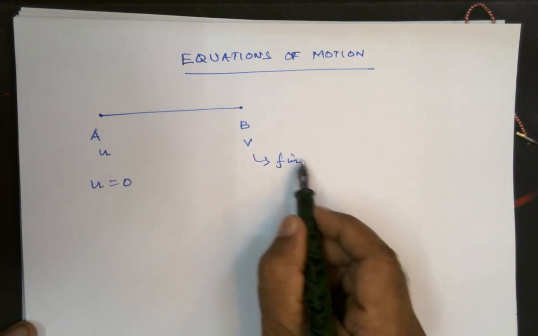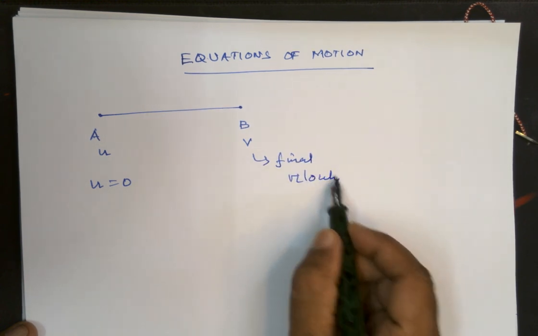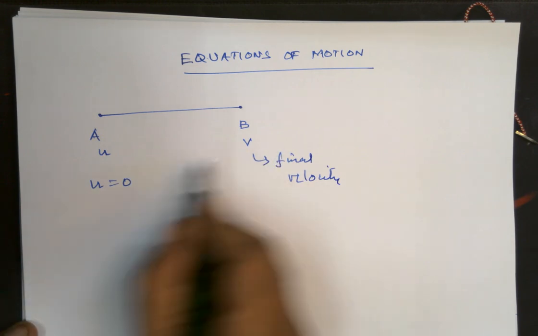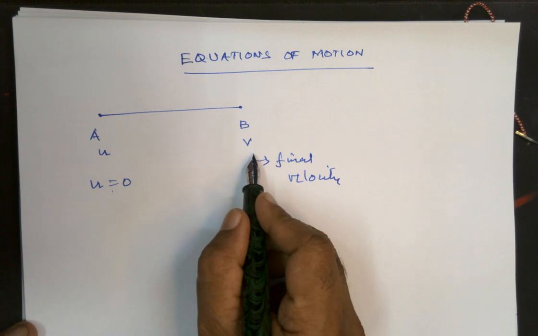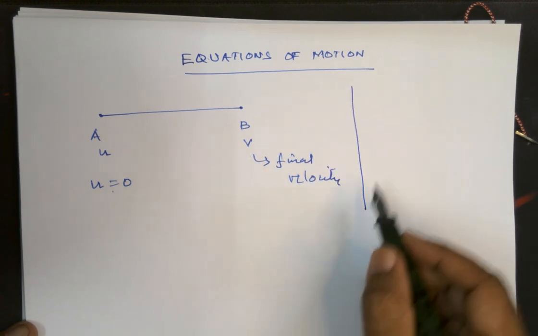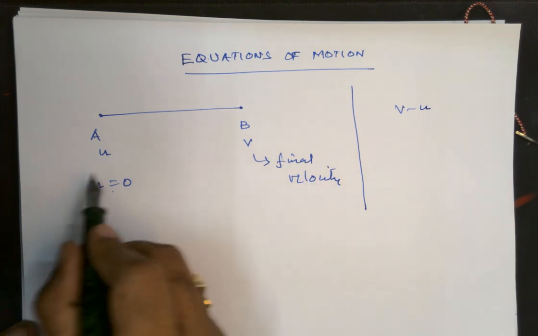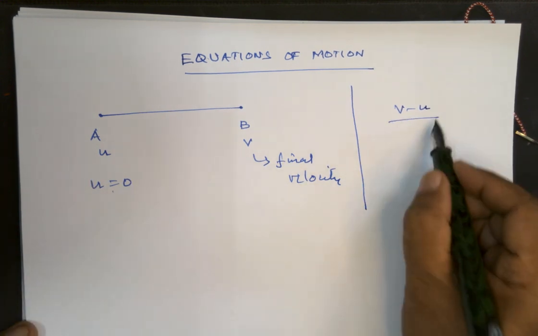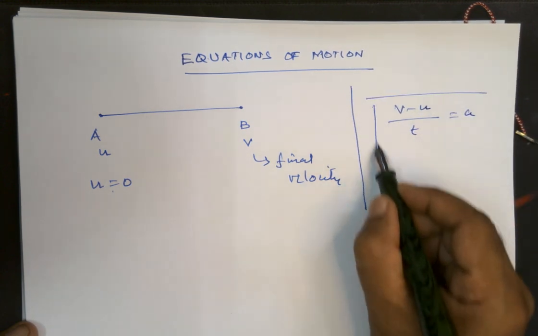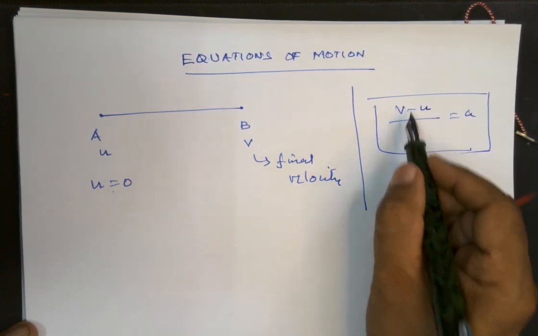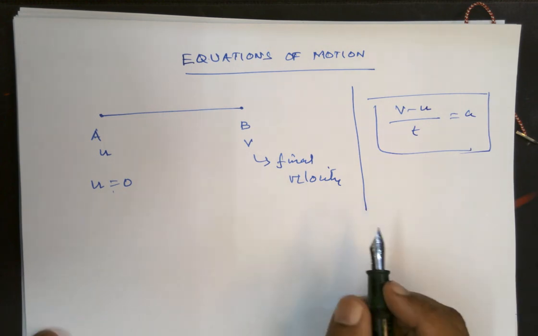Take down final velocity. So what is the difference in the velocity? Initially it was 0 and this is final. So the difference in velocity is v minus u, and it has taken place in t seconds. This is known as acceleration. It means the rate of change of velocity is called acceleration.